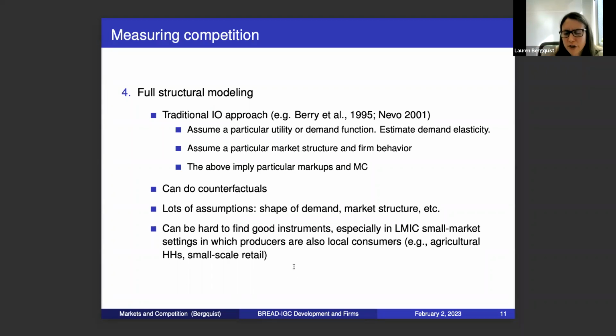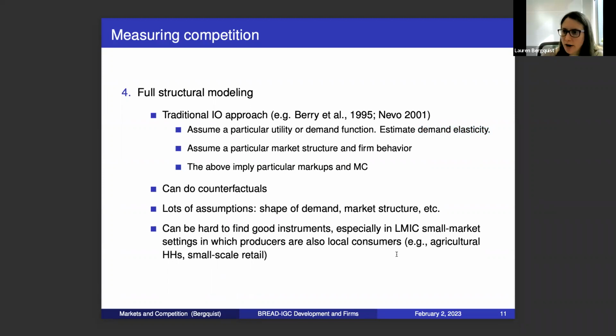The final thing that I think is a little specific to development from this approach, but also maybe true a little bit in the general IO literature, but especially in development, is I think it's pretty hard to find good instruments to estimate this demand elasticity, right? And so in particular, in the developing country context, I work, for example, a lot in agricultural markets.